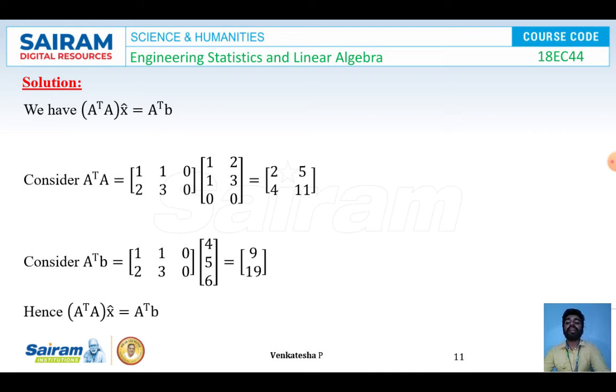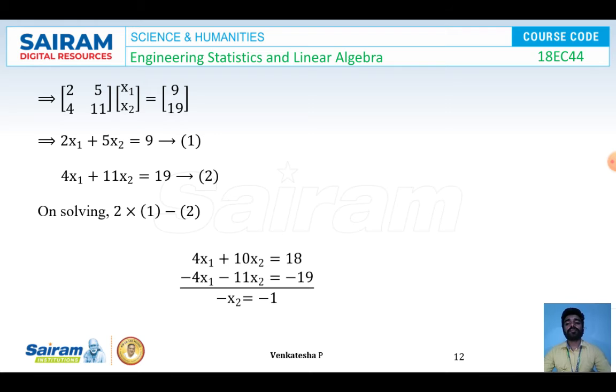Similarly, I'll be finding A transpose B. Taking the transpose of A matrix along with B matrix, multiplying the first row with the column B matrix, I got 9. Multiplying the second row with the column matrix B, I got 19. Now I'm going to replace A transpose A and A transpose B in this expression, along with x equal to x1, x2. So I got the equation 2, 5, 4, 11 times x1, x2 equal to 9, 19.